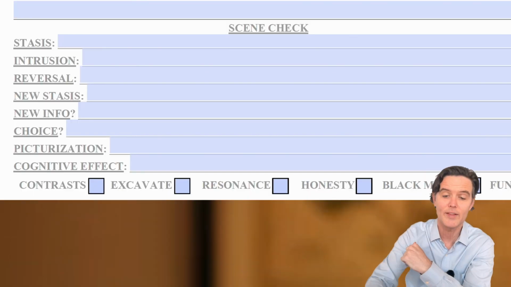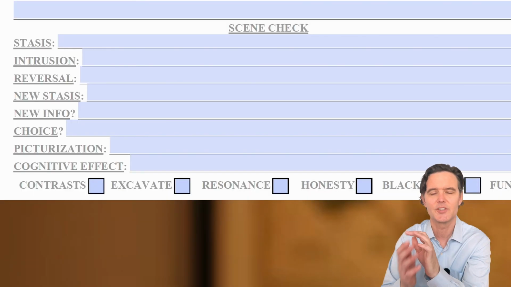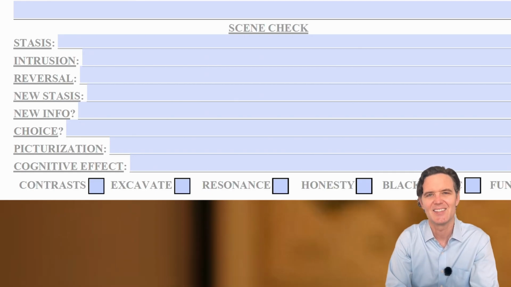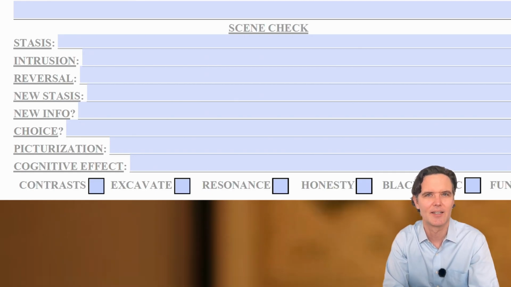You could, if you wanted to, just keep your scene sheet right next to you and draw on it exactly. But I actually like to think of it more as a priming mechanism. It's just given me a lot of ideas that I can then draw on as needed as I write. So you've now written the scene. The last section of the scene sheet is a scene check.